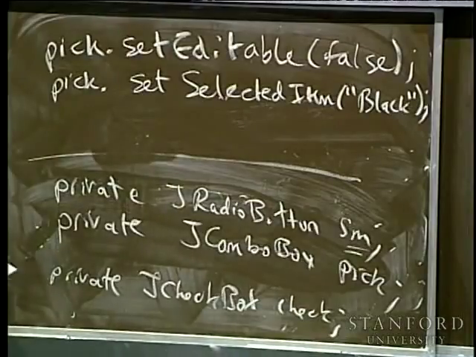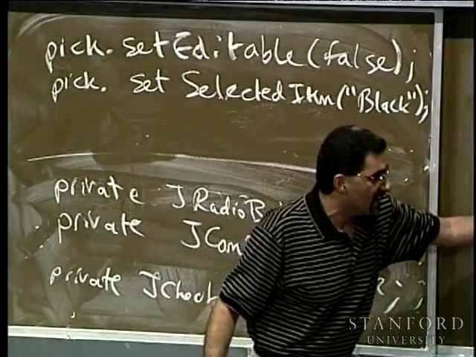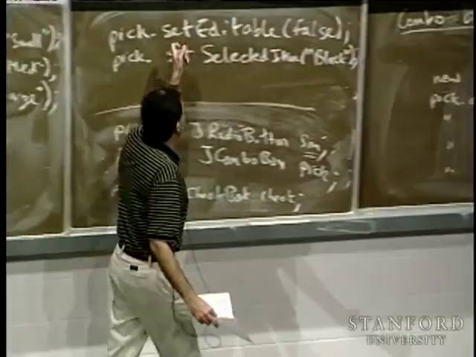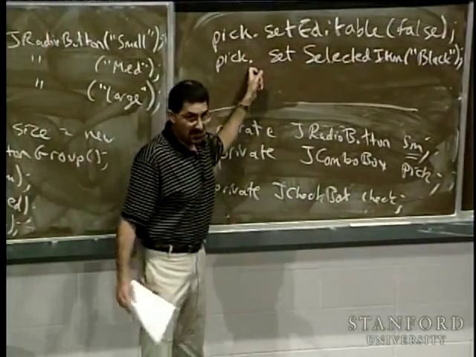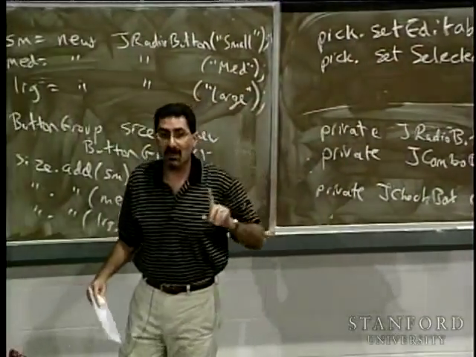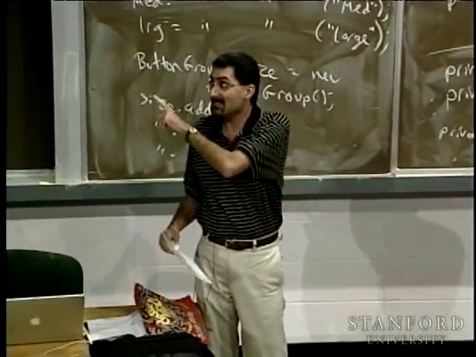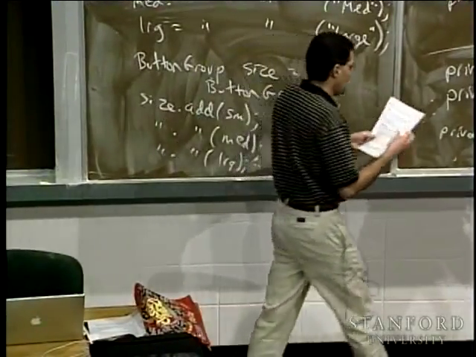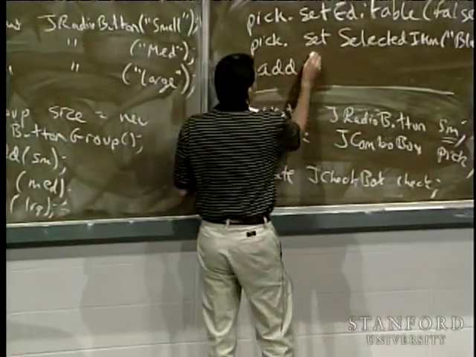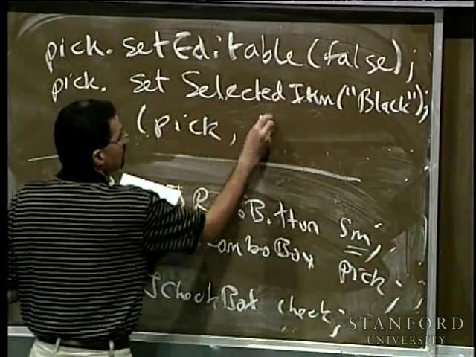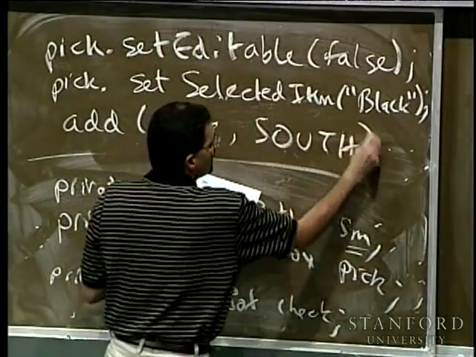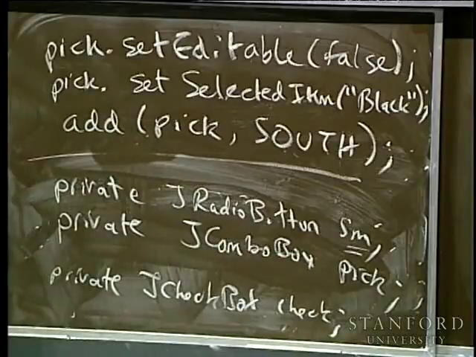Okay? And after we do all this, we create the combo box, we add all the choices to it, we choose whether or not it's editable, and we pick the initial selection. Always remember to say, hey, now I need to add it to one of my control areas on the screen. So I say add pick to, for example, the south control bar. Okay? Question?